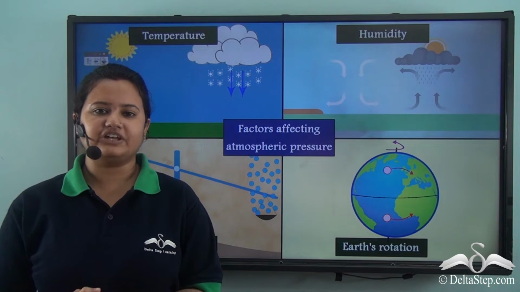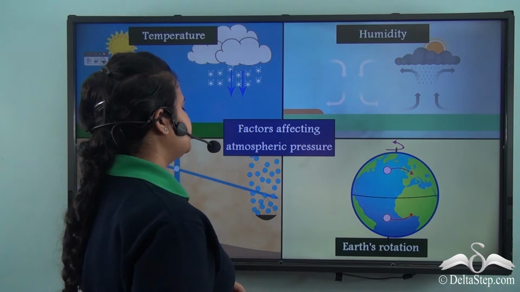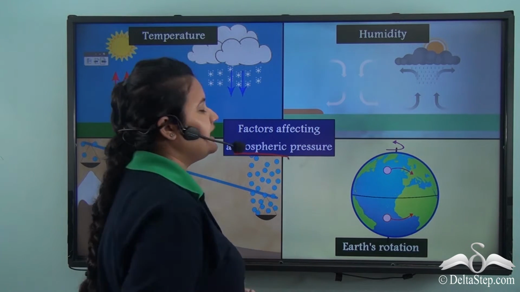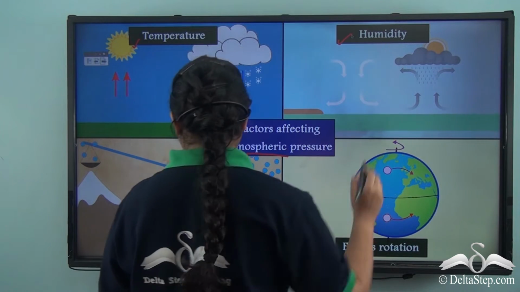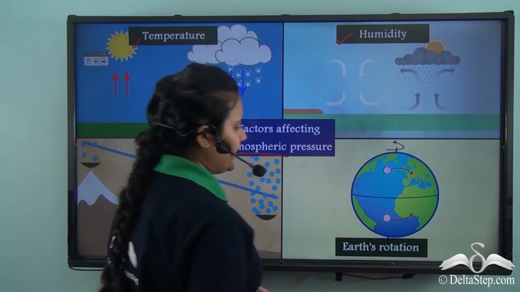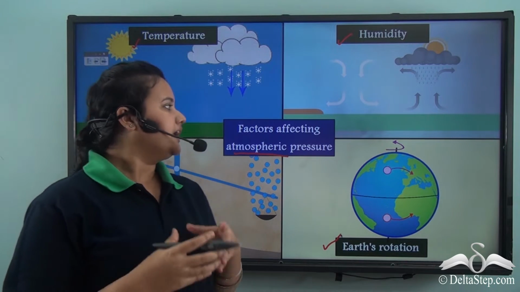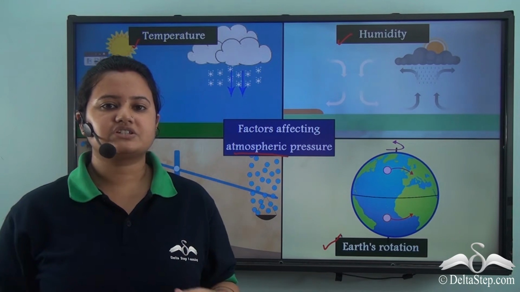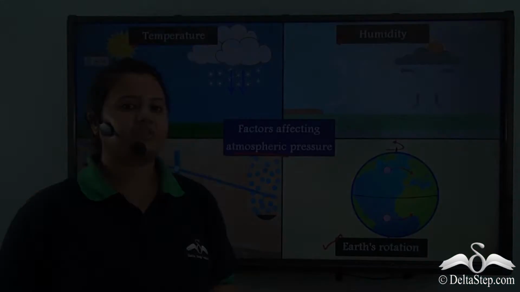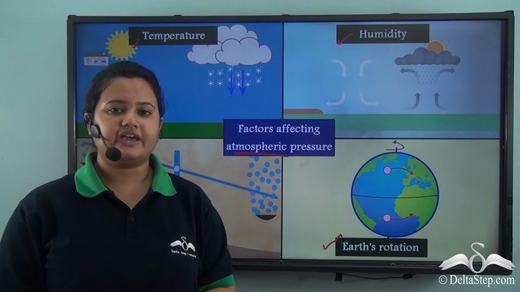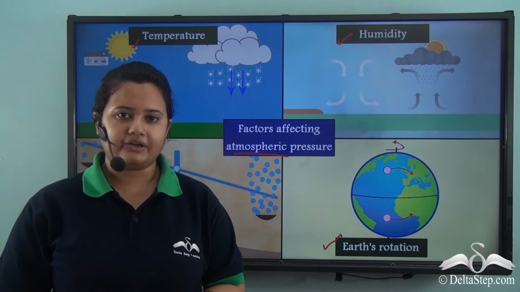In our previous video, we have already discussed the factors that affect atmospheric pressure. The factors are temperature, humidity, altitude, and Earth's rotation. We read that atmospheric pressure is inversely related to temperature, humidity, and altitude. We read that warm, moist air exerts less atmospheric pressure than cold, dry air.